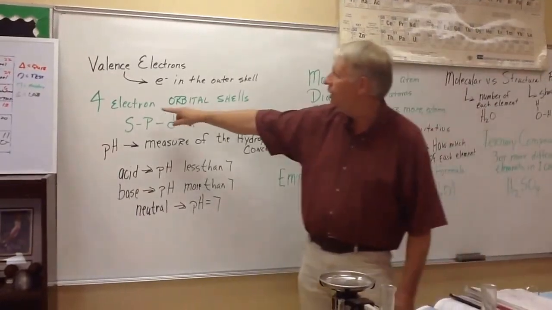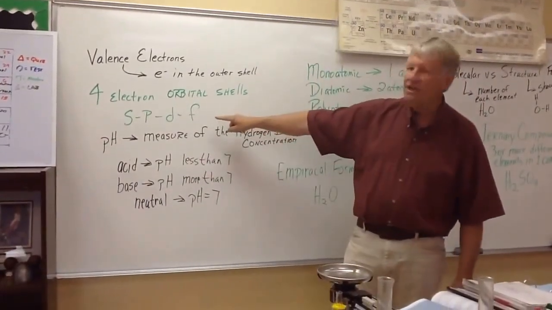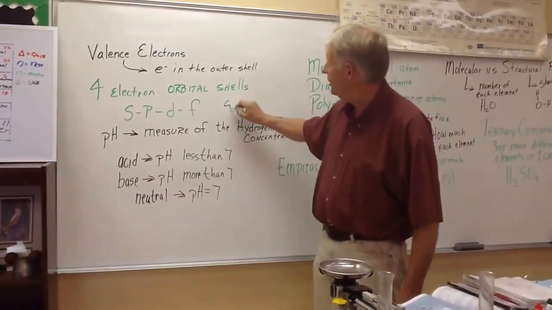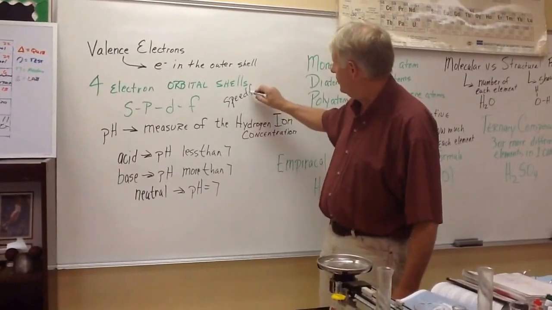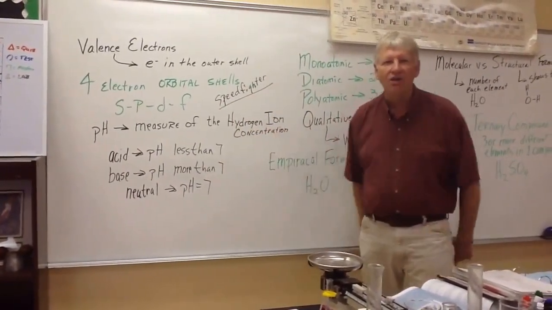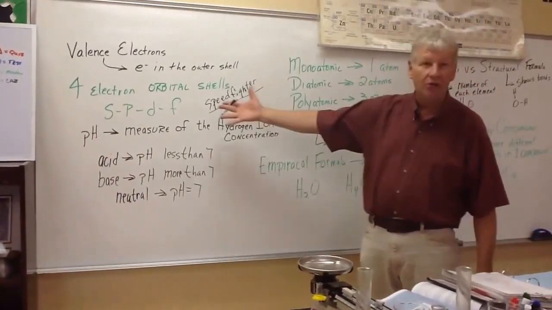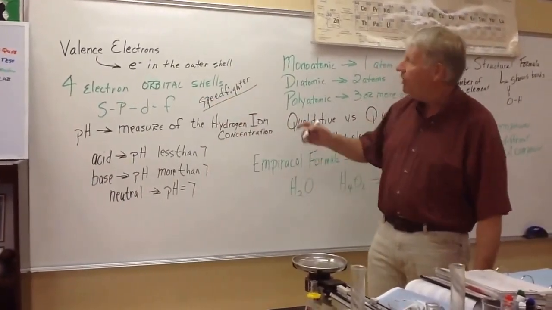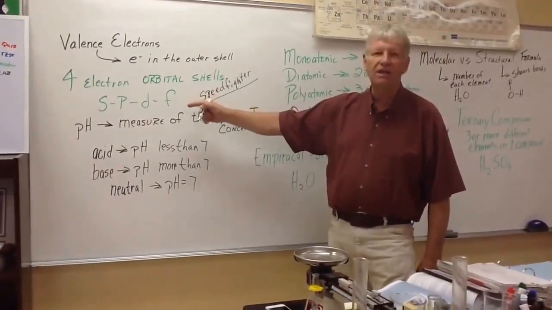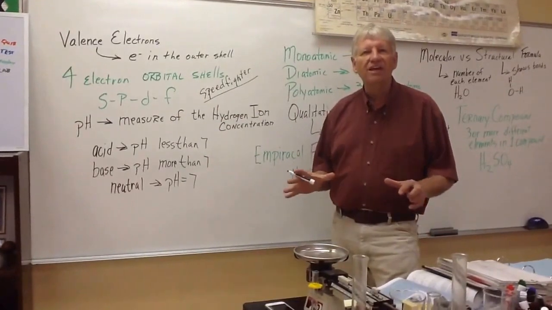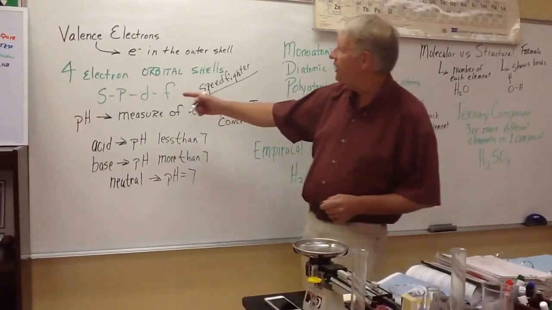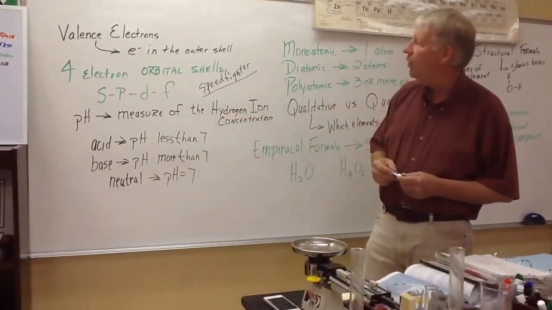Once again, the four electron orbital shells are S, P, D, and F. And once again, the word that we use there is "speed fighter." Now, if this works for you, great. If not, just remember S, P, D, and F. Get an acronym for that, or however you want to do it. But whenever you say the word "speed fighter," what you hear is S, P, D, and F. You just hear those letters accented. So speed fighter, S, P, D, and F. Those are the four orbitals.